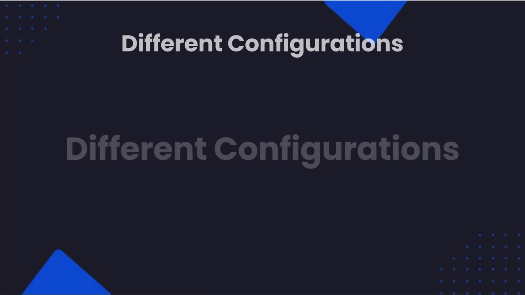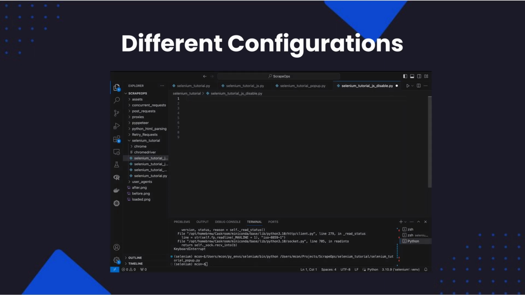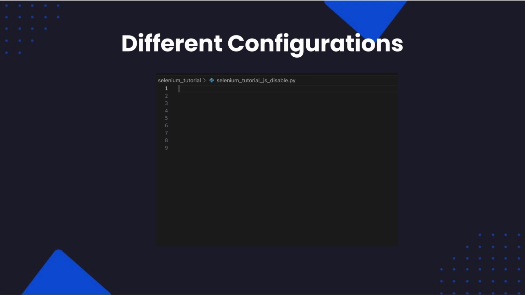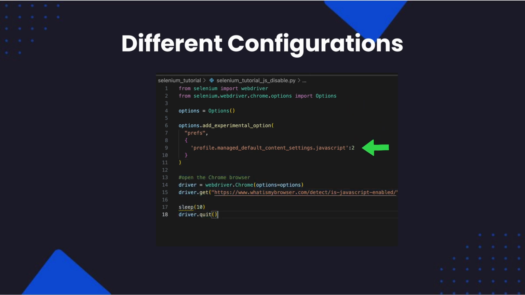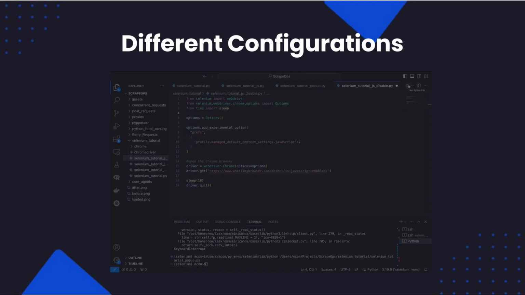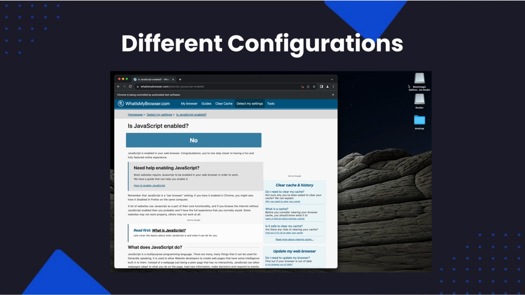Depending on what you're doing, you may want to disable JavaScript or launch in headless mode. This code will run with JavaScript disabled. Okay, so we will import the options in order to disable JavaScript. So here we are just going to set this JavaScript value to 2. And if we run this code, this website tells us that JavaScript is not enabled.